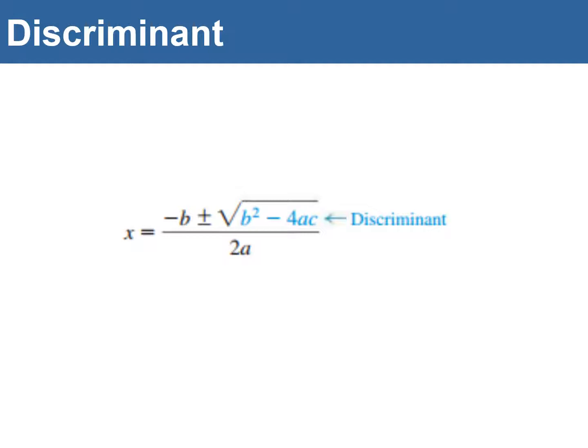The discriminant of the quadratic is what's under this radical. B squared minus 4ac is called the discriminant. Note, the discriminant is b squared minus 4ac, not the square root of b squared minus 4ac. So it's just that part that's under that radical that's your discriminant.